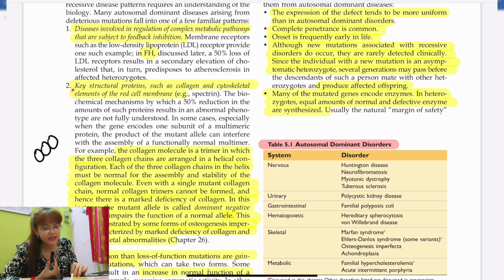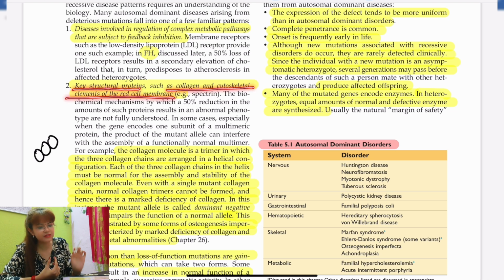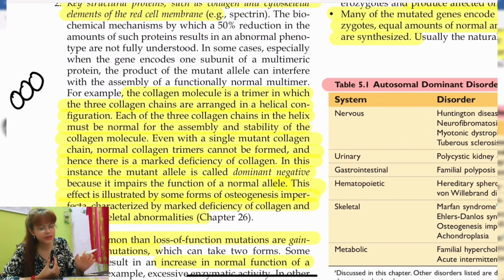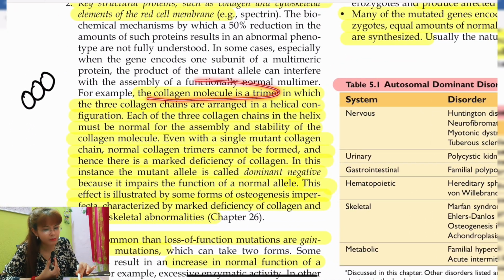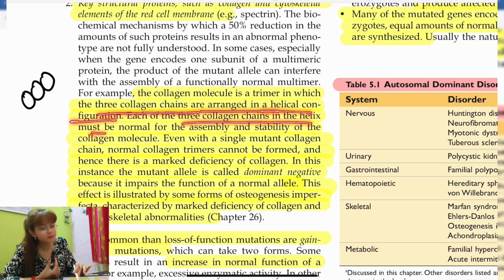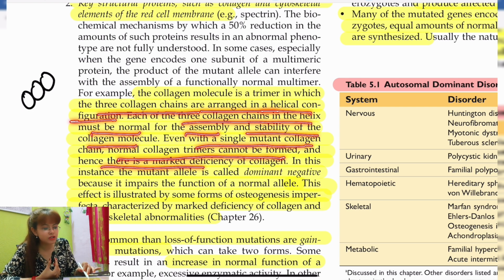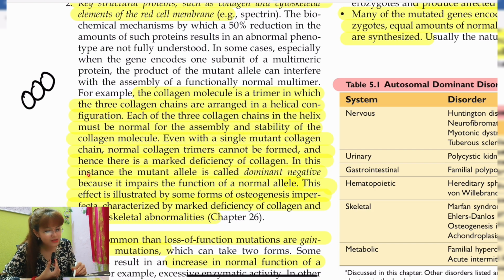Okay. Next point is the key structural proteins like collagen and cytoskeletal elements of the red cell membrane, if these are affected. For example, the collagen molecule is a trimer, which has three parts, in which the three collagen chains are arranged in a helical configuration. Each of these three collagen chains in the helix must be normal for the assembly and the stability of the molecule. But even with a single mutant collagen, the normal collagen cannot be formed, and there is a marked deficiency of collagen. In this instance, the mutant allele is called a dominant negative.